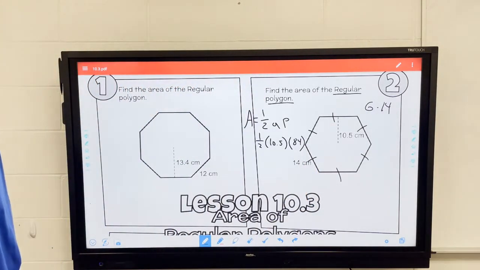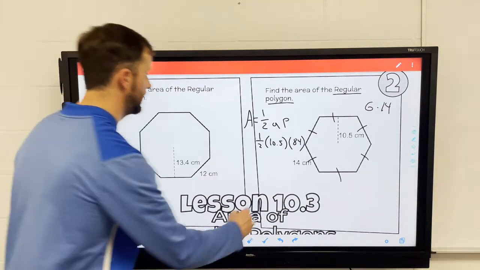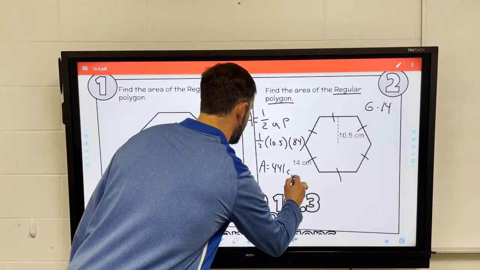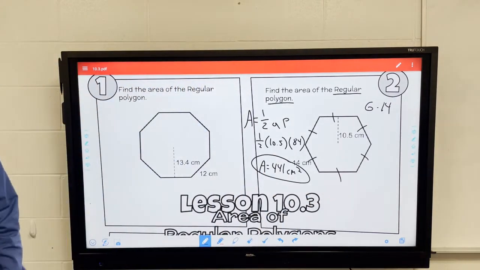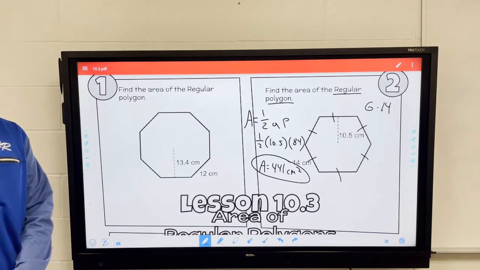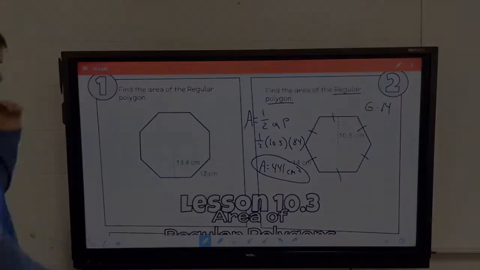So now all I have to do is multiply. So 0.5 times 10.5 times 84 is going to end up giving me 441. So the area of my shape is going to be 441 centimeters squared. Again, regular polygon, I then can just use my formula, which is A equals 1/2 the apothem times the perimeter, okay? Let's jump over to example number 3.